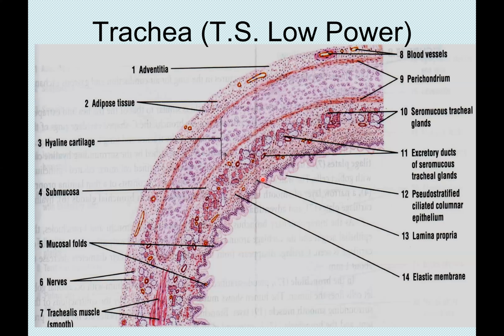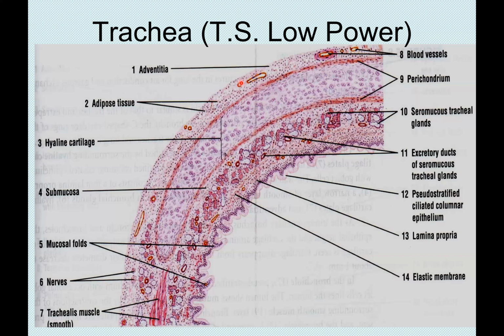Then after the loose areolar connective tissue, you have the submucosa, okay? In the submucosa, you have some seromucous tracheal glands. When we say seromucous, it means that they can secrete both serous secretions, that are watery secretions, and also mucous secretions, that are the phlegms. And one beautiful thing is that within the pseudostratified epithelium, you also see goblet cells. So coming to the submucosa, you have mucous glands.